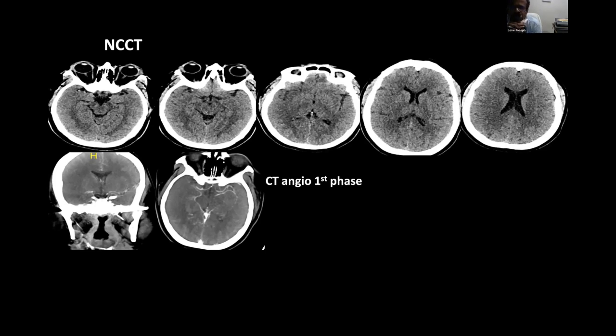25 years old lady. What will be your call? Will you like to intervene or not? Sir, ASPECT score is low, so there will be a high risk of reperfusion injury. Exactly.